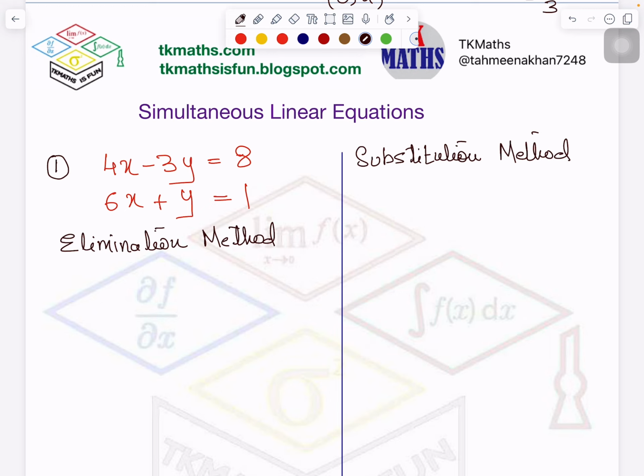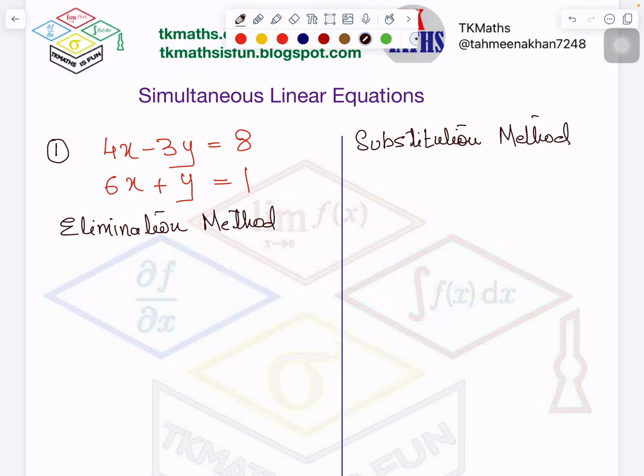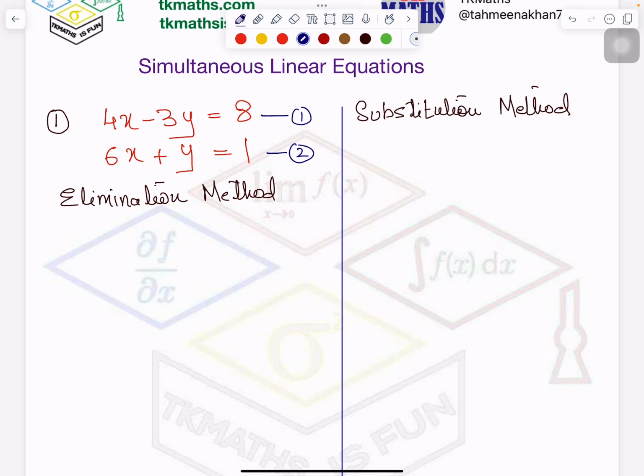So you can see clearly the coefficient of x in equation 1 is 4, in equation 2 is 6, whereas the coefficient of y in equation 1, let me name it equation 1 and equation 2, is 3, minus 3 and 1. So let's solve this question with the help of elimination method first. And we have to make the coefficients the same first of all. This is the first target to achieve.